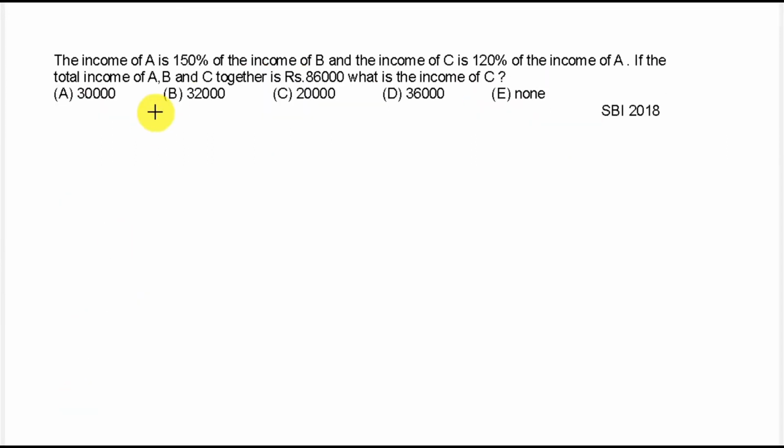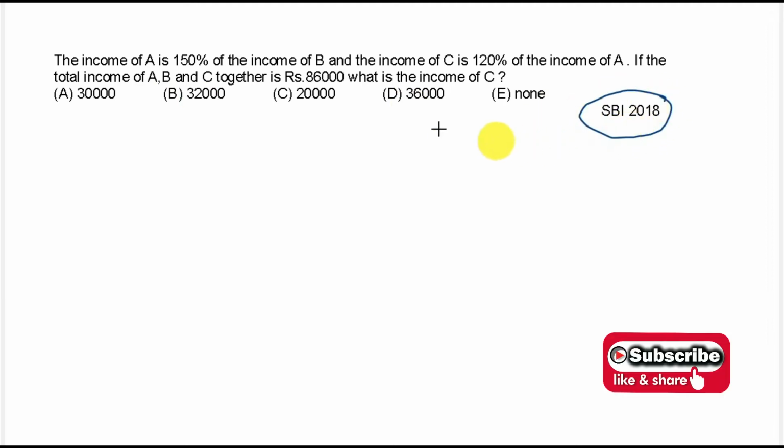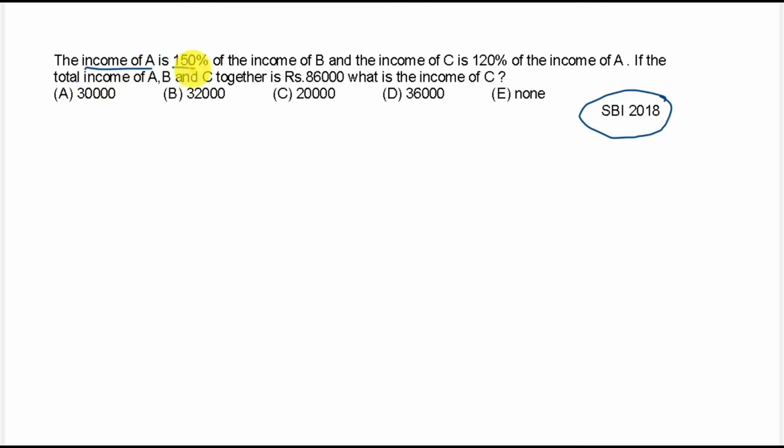Okay, next question. This type of question we have already done in the previous video, but anyway, let's discuss, since it has been asked in SBI 2018, these are memory based questions. So now let's read the question. It says the income of A is 150% of the income of B. So here you see income of A is compared with income of B. So let me write it down like this. This is A and this is B. I am writing IA for income of A and IB for income of B.